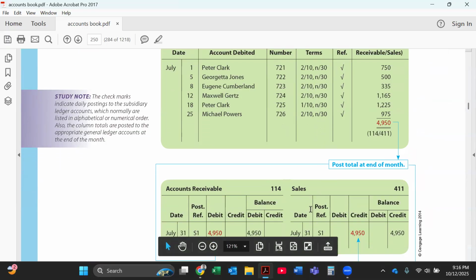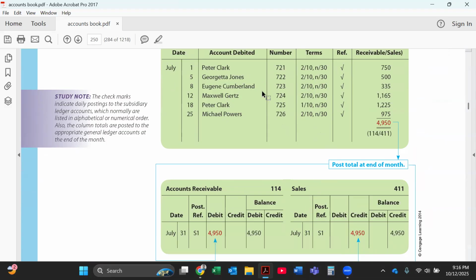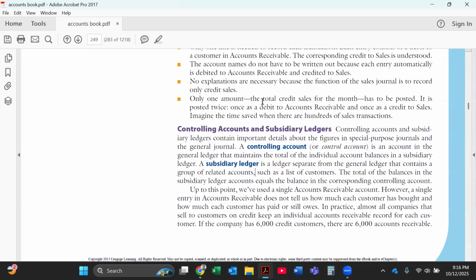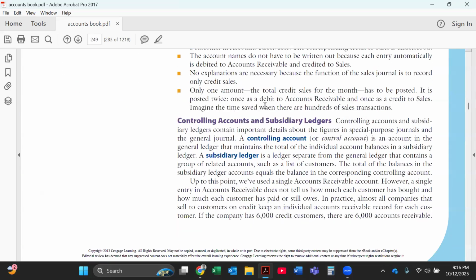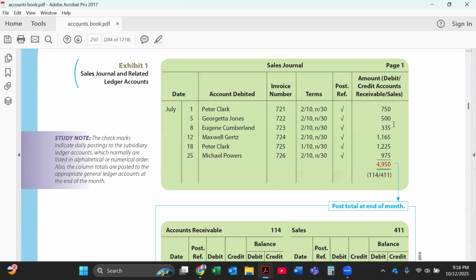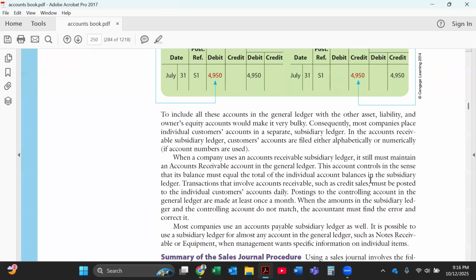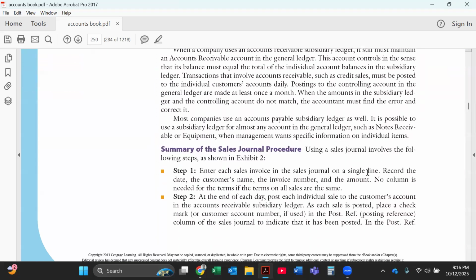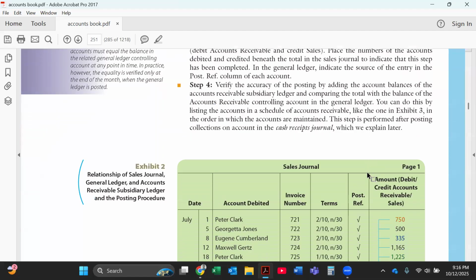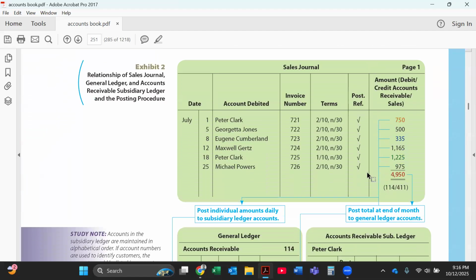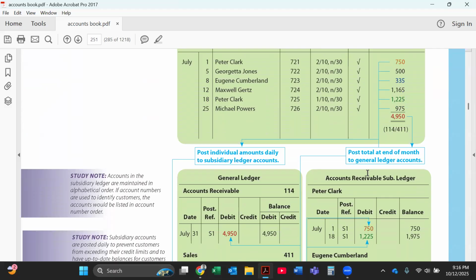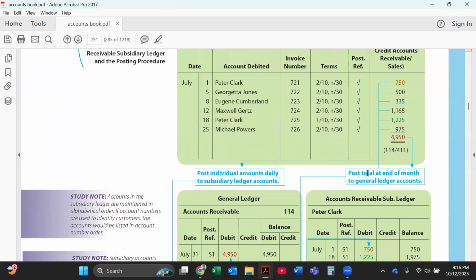It carries information in summary, versus a subsidiary account, which carries the detailed data. You don't need to know much about this, but just understand how it works.